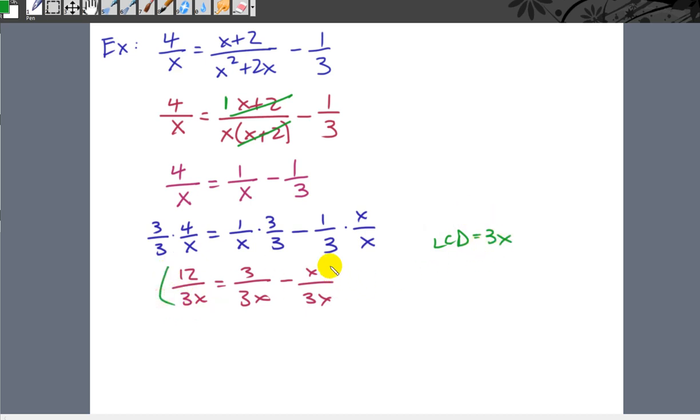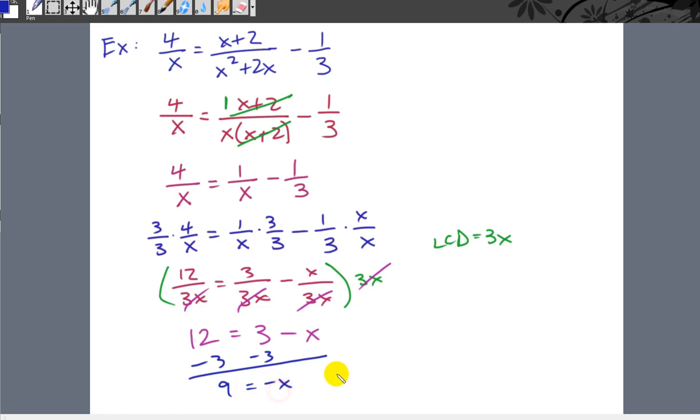Okay, so since that's our least common denominator, we're going to multiply by 3x. And what's going to happen is when we distribute, this all cancels. So we're left with 12 equals 3 minus x, and then we just solve. I can subtract 3 from both sides. So we get 9 equals negative x. We need to get x by itself, so I divide by negative 1. So this turns positive, and then we have negative 9 equals x. So in other words, x equals negative 9.